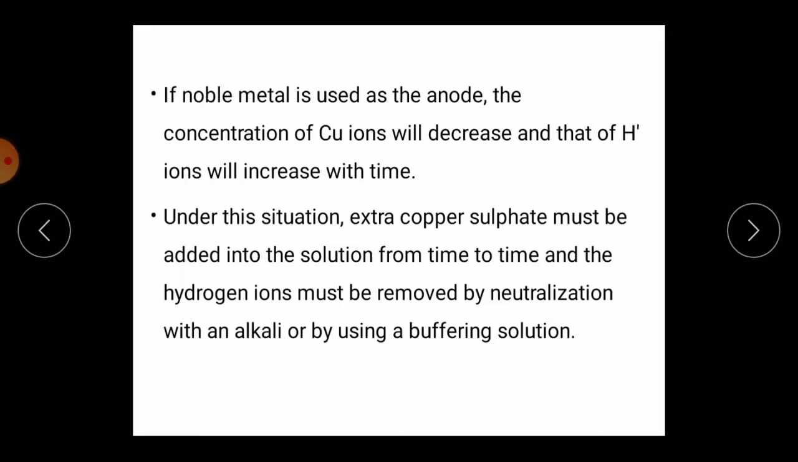So in this case, what you will do, you will add excess of, that is, extra copper sulfate solution. In order to maintain the hydrogen ion concentration, it should be removed by neutralization with alkali or by using a buffering solution. So this is the explanation for the complete process of electrodeposition or electroplating.